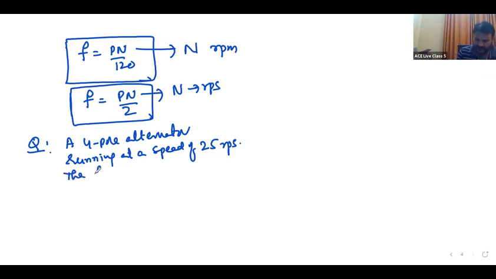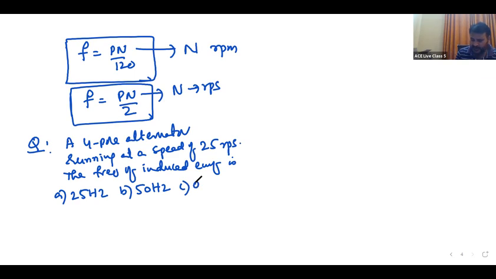Now the frequency of induced EMF is: A, 25 hertz; B, 50 hertz; C, 0.83 hertz; D, 1.25 hertz.